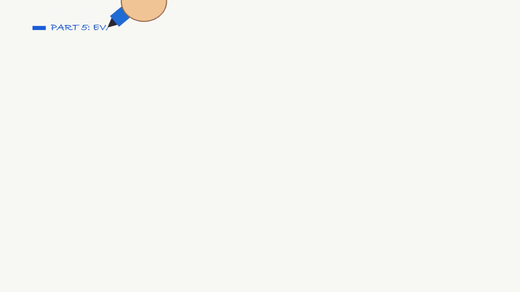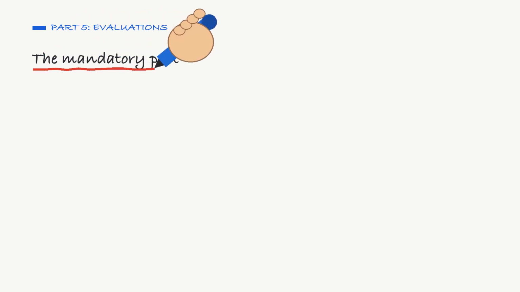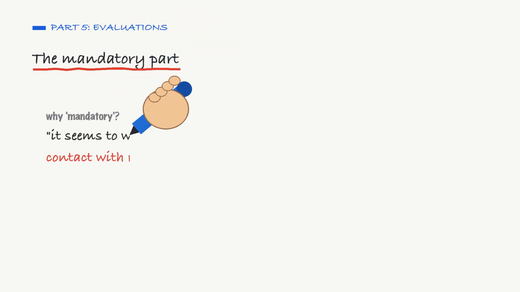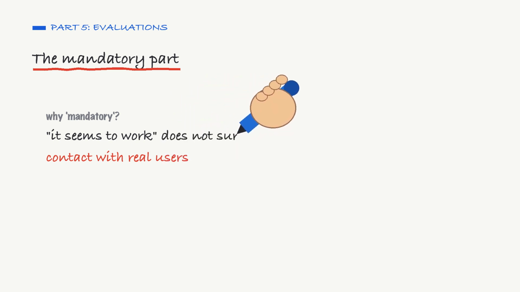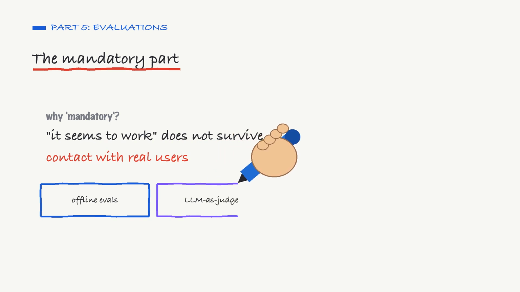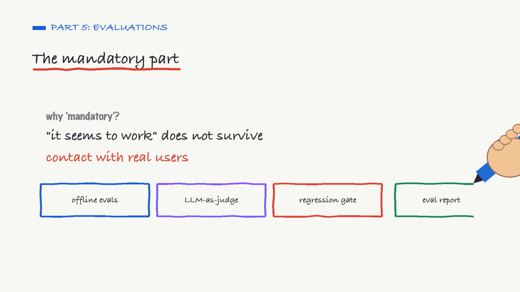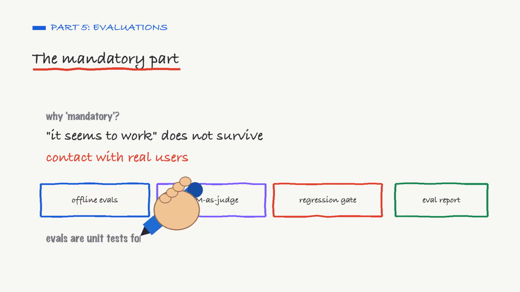Part 5, and this one is mandatory, an evaluation strategy. Why mandatory? Because "it seems to work" does not survive contact with real users. Evals are unit tests for behavior. They turn "I think it's fine" into "I can prove it's fine." A complete strategy has 4 pieces: offline evals, judge-based scoring, a regression gate, and a report humans actually read.